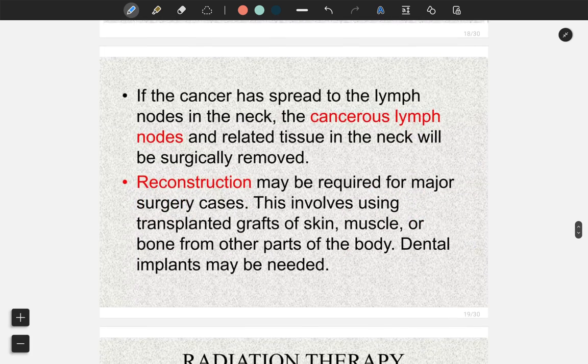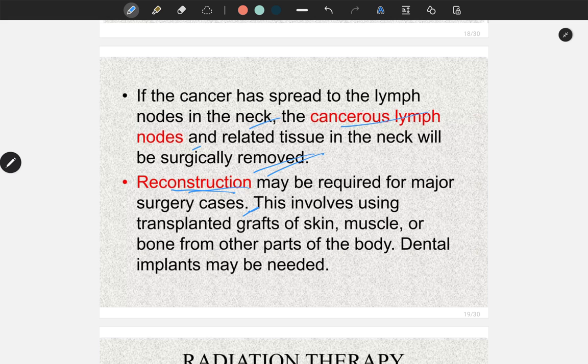If the cancer has spread to the lymph nodes in the neck, the cancerous lymph nodes and related tissue in the neck will be surgically removed. So we have to remove lymph nodes also, because they may again spread cancer in that area or the adjoining tissues. What is reconstruction? After surgery has been done, after total healing, after 3 months or 6 months or 1 year, we have to go for reconstruction of that area with the help of a prosthesis. So reconstruction may be required for major surgery cases.